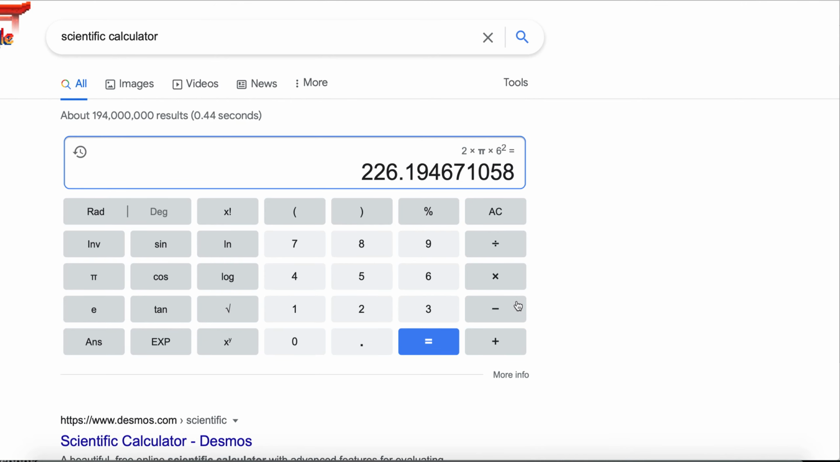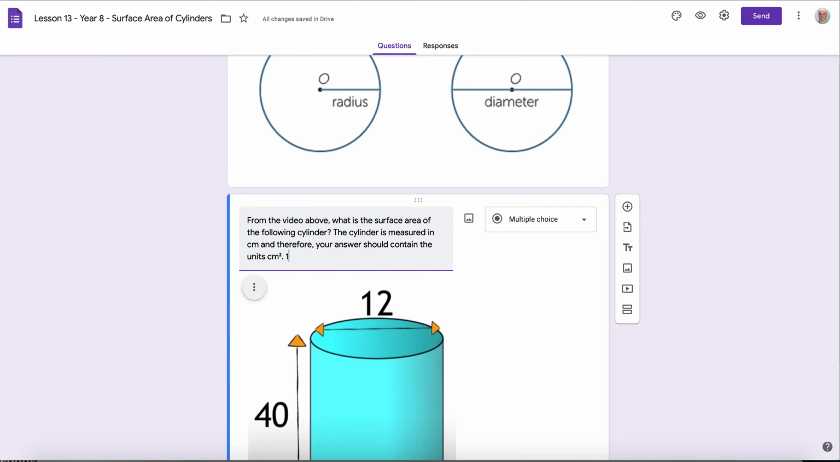So plus bracket 2 times pi times r, which was 6, times h, which was 40, equals, the answer is 1,734.15 centimeters squared. But because the third number is a 9, remember, we round up the second number, which is in the second decimal place, to a 6. So if the third number after the second decimal place is greater than 5, this goes up to a 6. So 1734.16 centimeters squared. So that should be your answer.